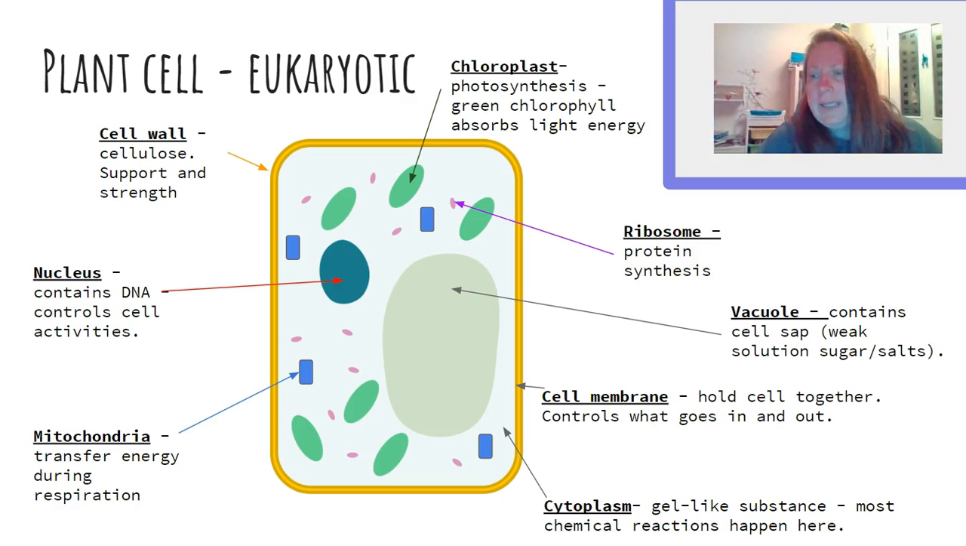These green parts here, chloroplasts, these are where photosynthesis occurs, makes the food for the plants. They contain a green substance called chlorophyll, which absorbs the light needed for photosynthesis.